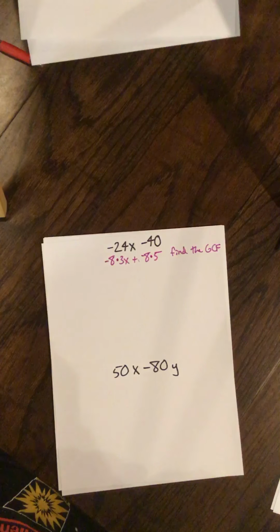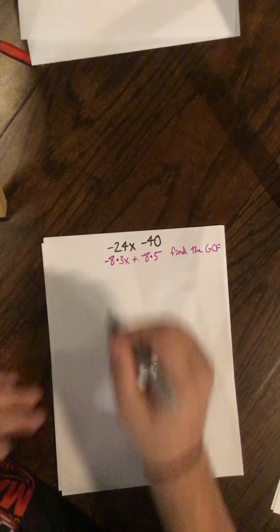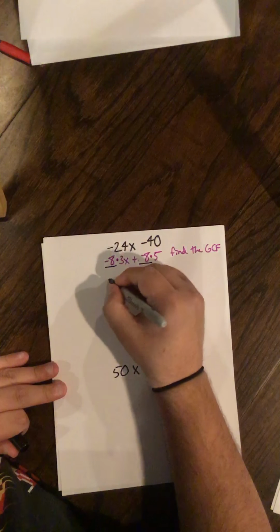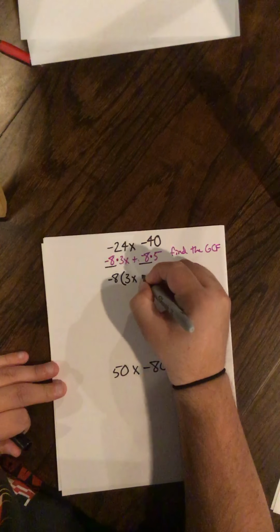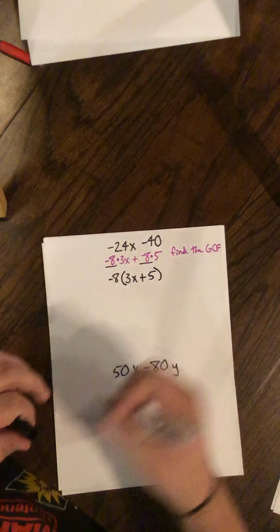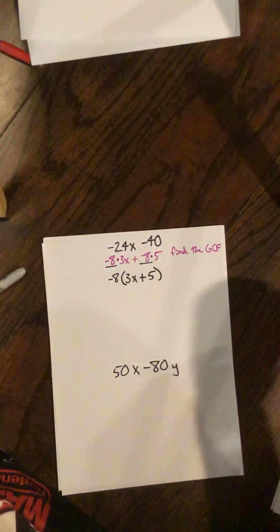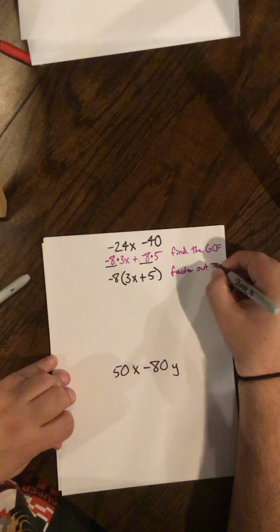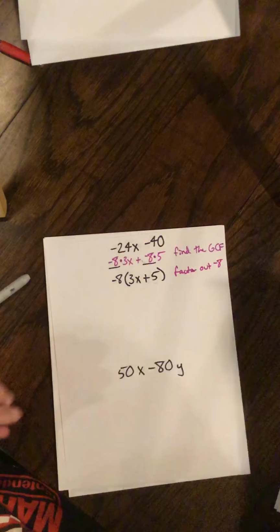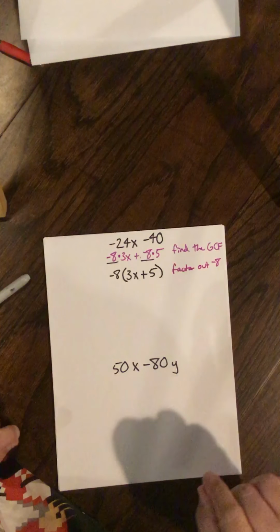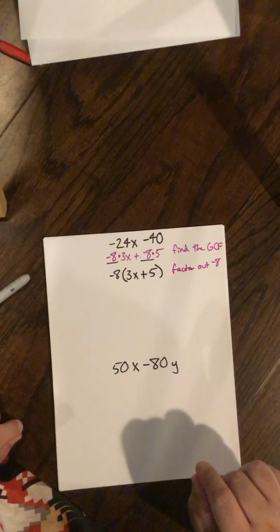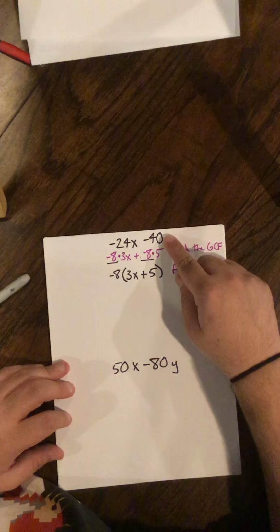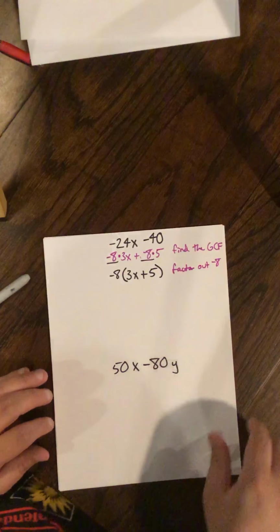So we've found our greatest common factor, and now we're just going to take this and put it out front with some parentheses. So negative 8 parentheses 3x plus 5. And we have factored. So my step for that is just going to say factor out the negative 8. Now, remember, this thing here and this thing here are equivalent. They're exactly the same as each other.